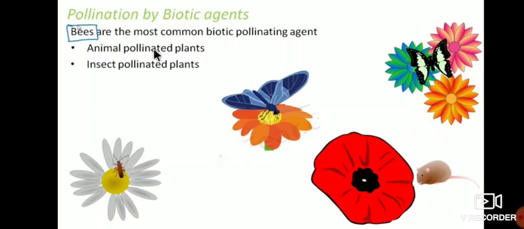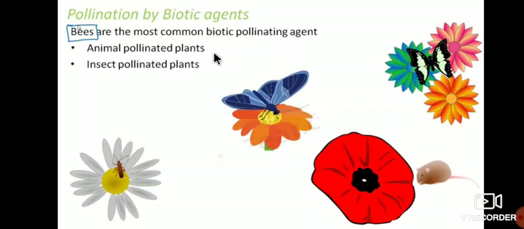See, it's very important. Biotic, this one is pollination by biotic agents. Bees are the most common biotic pollinating agent. Bees, you know, we call them dumbigalu. So in this one, there are two types: animal pollinated plants and insect pollinated plants.